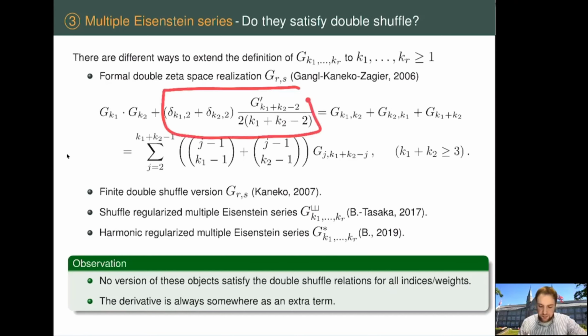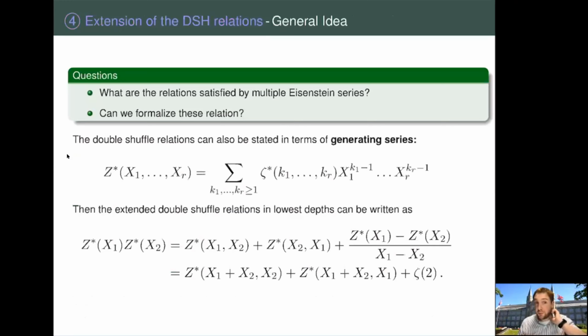Maybe we could say we include derivatives of Eisenstein series, but then one also sees that one also needs to include the second derivative, because if I multiply two Eisenstein series of the second derivatives, I will get the third derivative and so on. So the question is, what relations are satisfied by multiple Eisenstein series, and how can we formalize these relations? And what I mean by this is that I want to write down equations which are satisfied by these multiple Eisenstein series, but in a purely algebraic way.